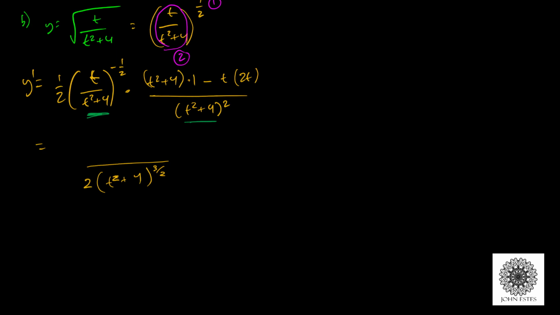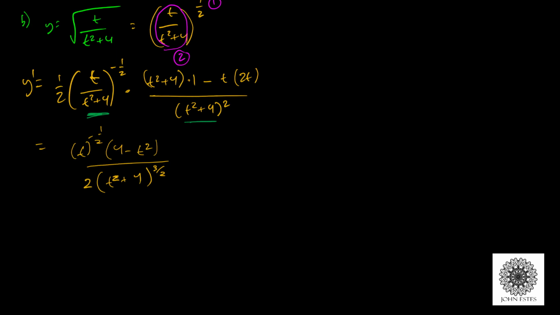In the numerator, I have a t to the negative 1/2 power times, what do I have? I have a t squared plus 4 minus 2t squared. So you could say this as 4 minus t squared, right, by combining your like terms.